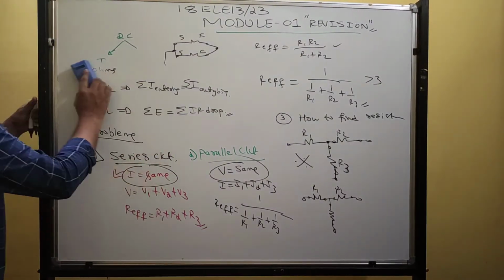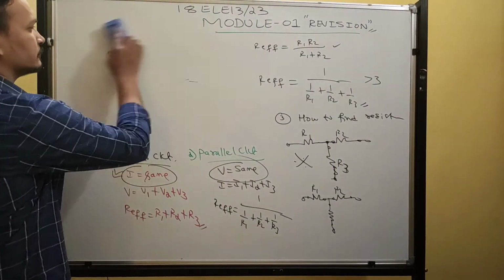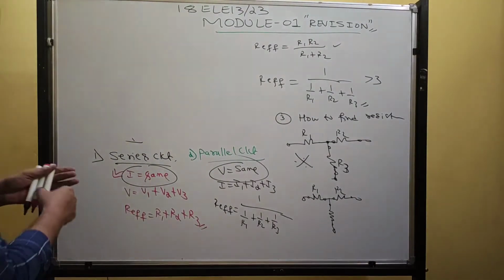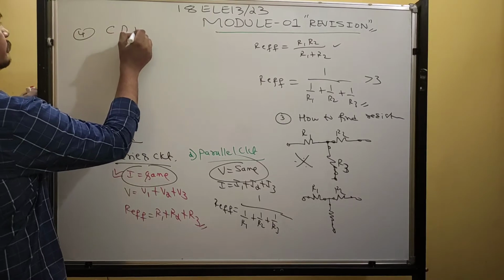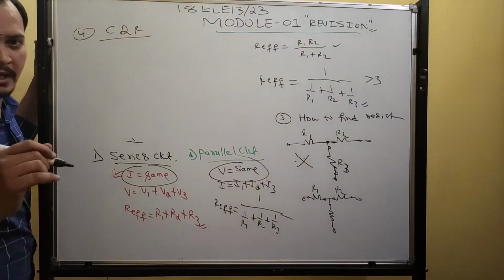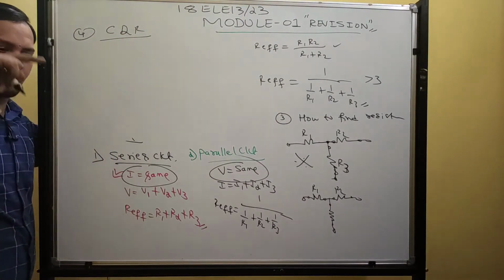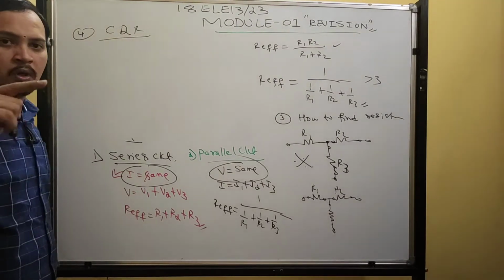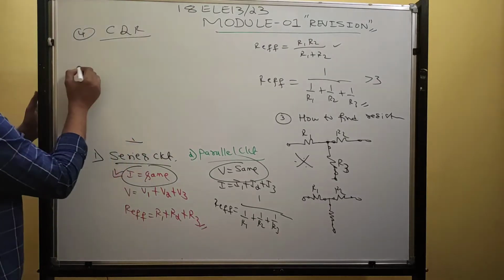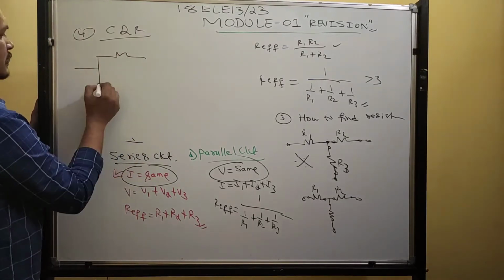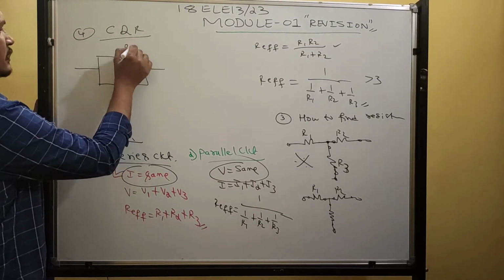Next, you must pause the video and copy down if needed. Number 4, you must know the current division rule. You must know how to apply it. Where can I apply the current division rule? Remember, we can apply the current division rule only in a parallel circuit consisting of two resistances only. Look here, I am writing two resistors. What is the current division rule?